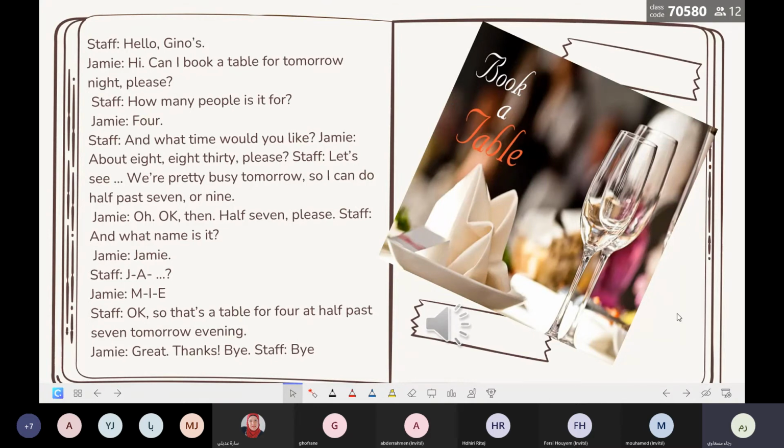Hello, Geno's. Hi, can I book a table for tomorrow night, please? How many people is it for? 4. And what time would you like? About 8. 8:30 maybe? Let's see. We're pretty busy tomorrow, so I can do 7:30 or 9. Okay then. 7:30, please.